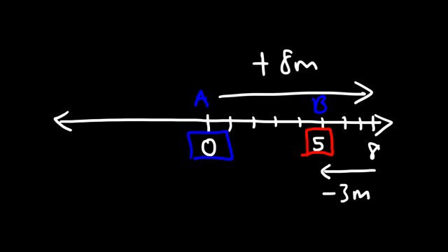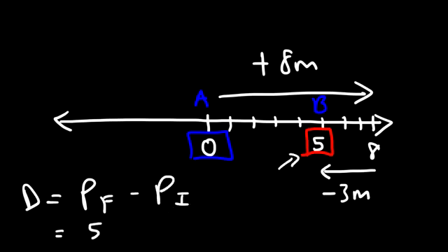And so your net displacement is basically the final position, let's say PF, minus the initial position. His final position is position 5. His initial position is 0. So his displacement is positive 5. He went from A to B. And so that's the basic idea behind displacement. The total distance is 11.